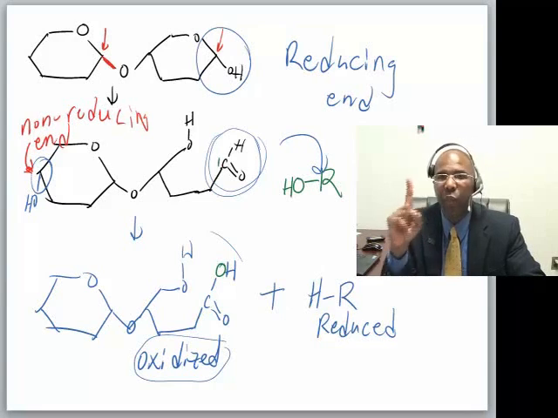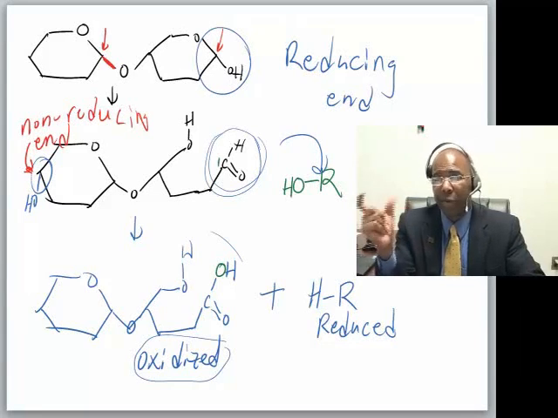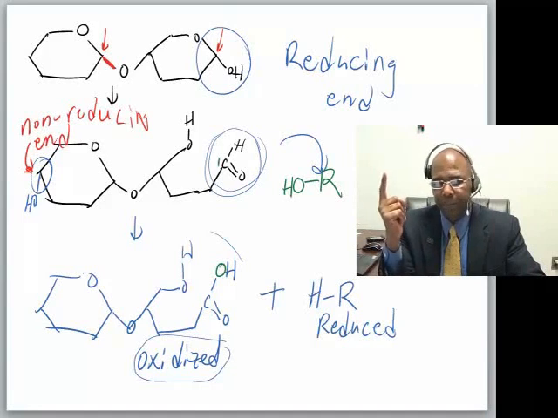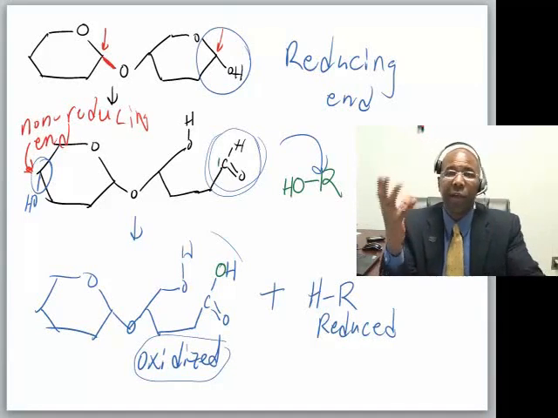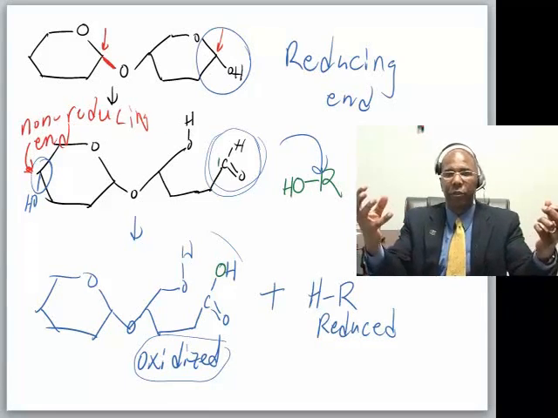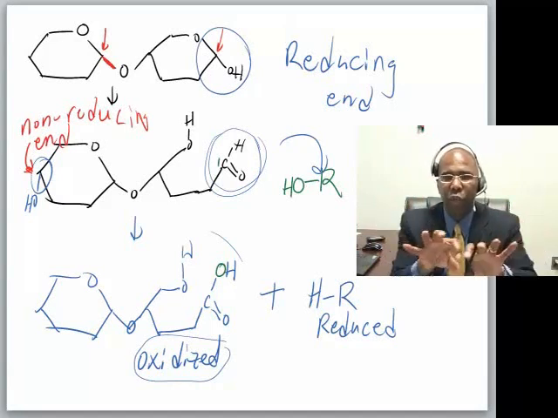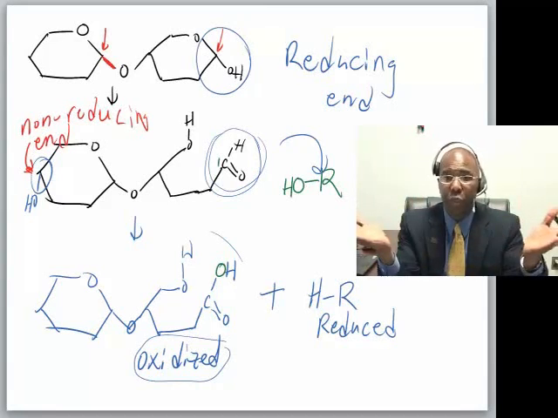There can only be one reducing end in a polysaccharide because there's only one anomeric carbon remaining. There can only be at most one reducing end. Now, if both anomeric carbons come together, if the bond is formed between two anomeric carbons, then there is no reducing end. That sugar is a non-reducing sugar.